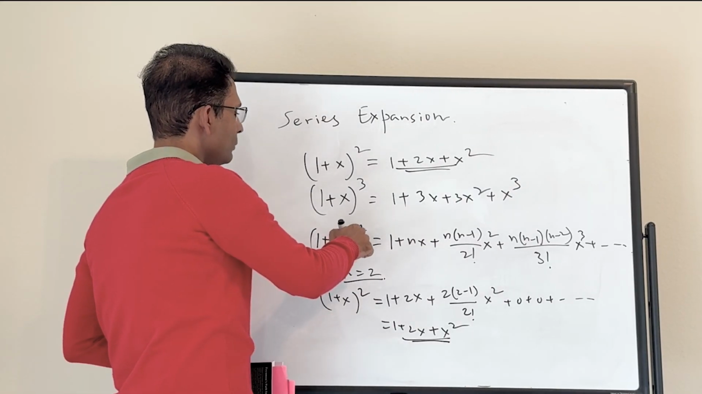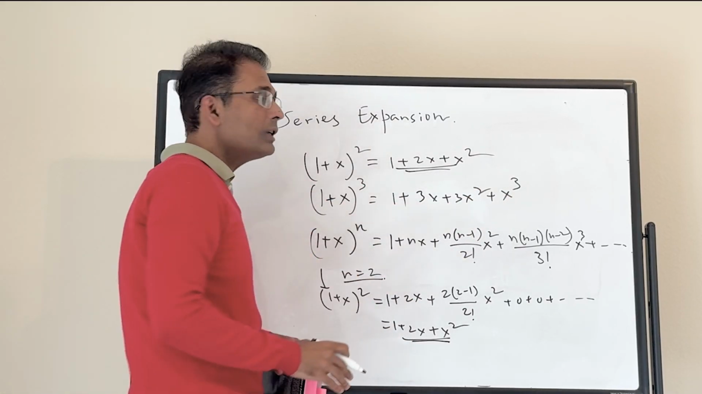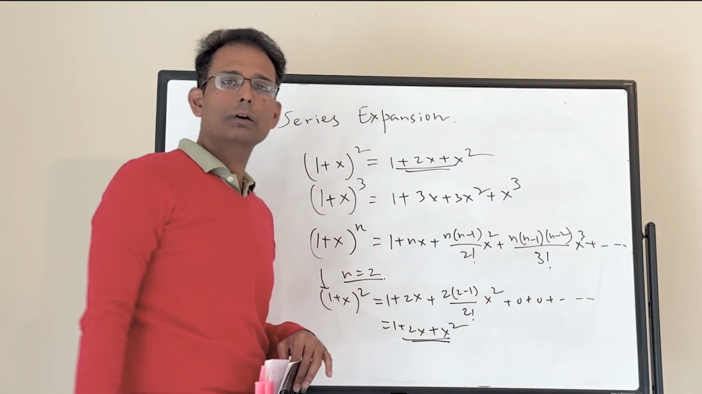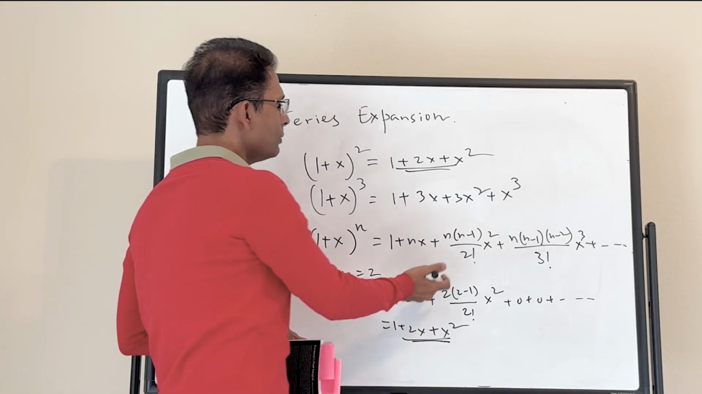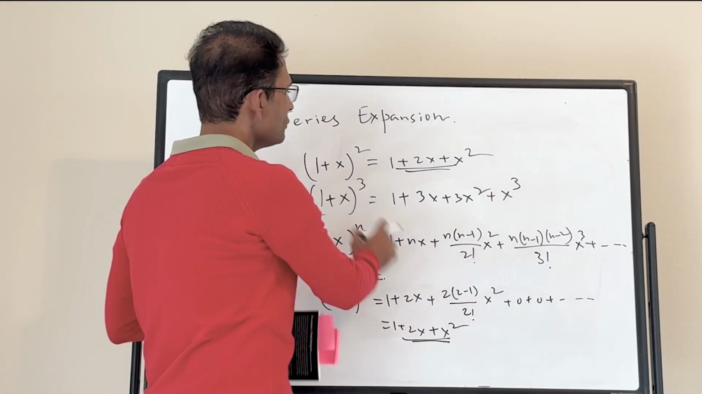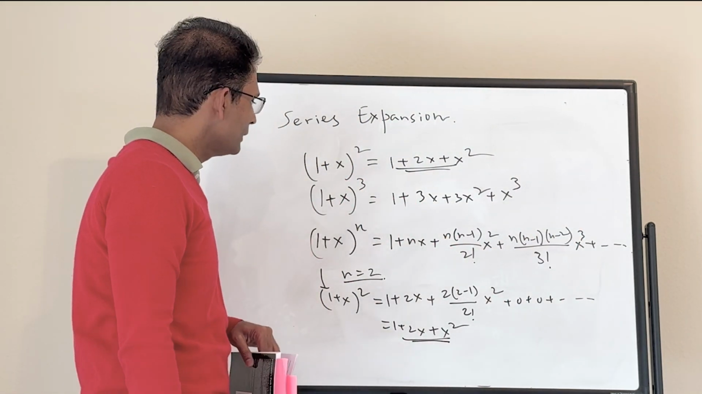Similarly, you can prove with n equal to 3 that this holds. So when n is an integer, you'll find that this series terminates after a few terms. For example, for n equal to 2, it terminated at this term. For n equal to 3, the series will stop here, and so on.